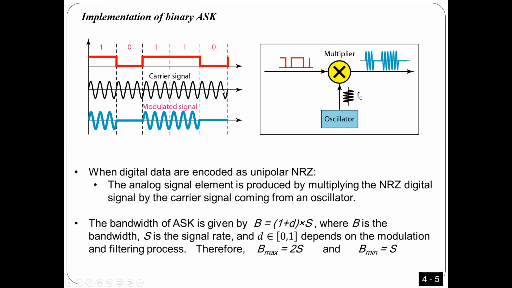So this is one input to the multiplier. The other input is the carrier. When you do multiplication, what is the output? When I multiply 1 by the carrier, I get the carrier. When I multiply 0 by the carrier, I get 0. Multiplying by 1, I get the same signal. If the 1 is, for example, 5 volts, you get the same signal but amplified, because you multiply by 5.